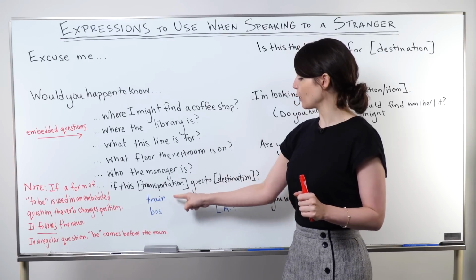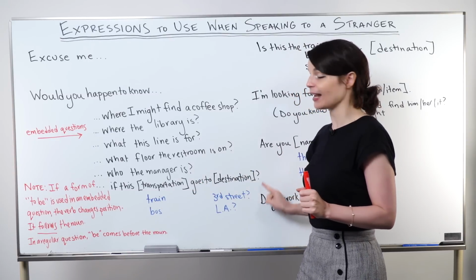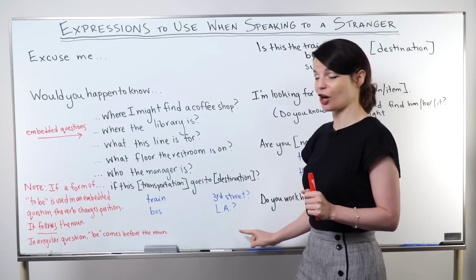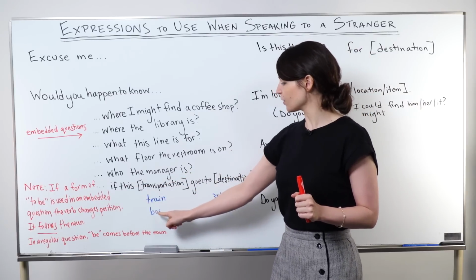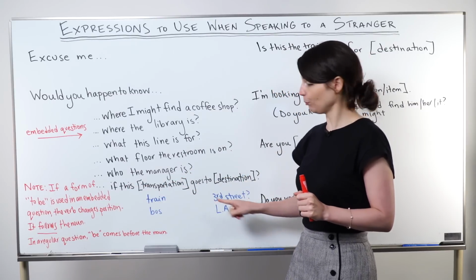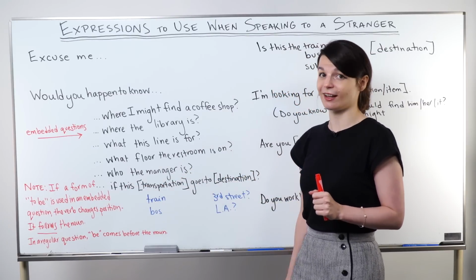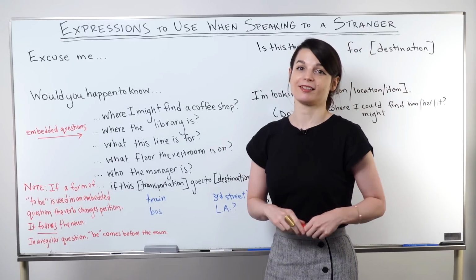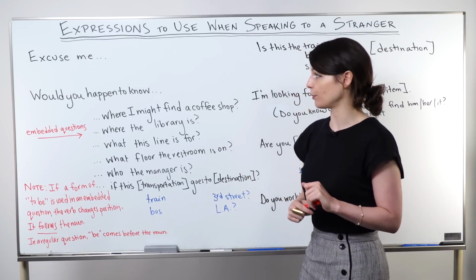So if this train goes to destination, the place you want to go, would you happen to know if this train goes to 3rd Street? Would you happen to know if this bus goes to LA? So there are many points I want to talk about with these examples.